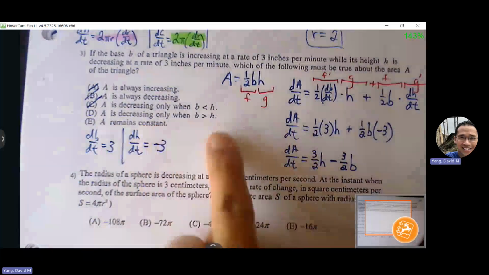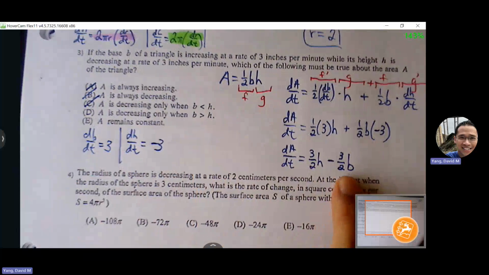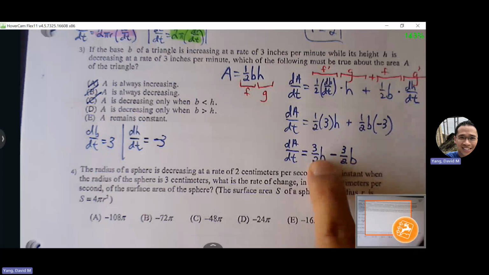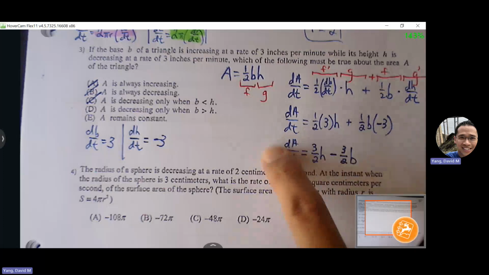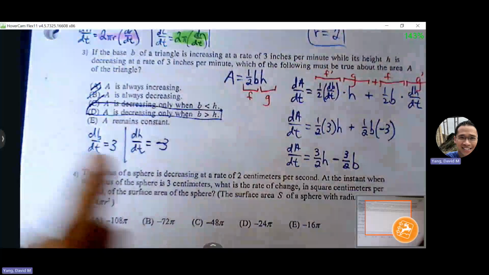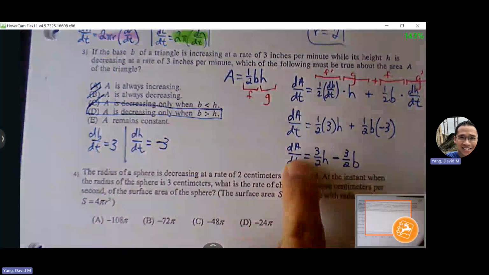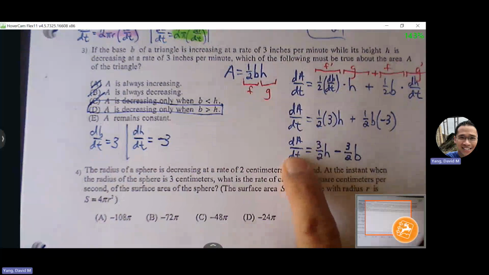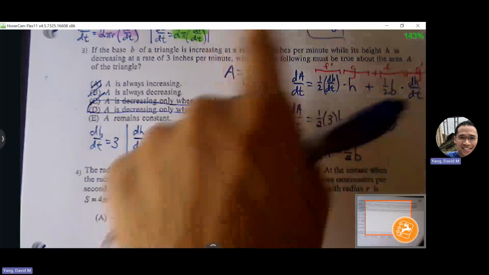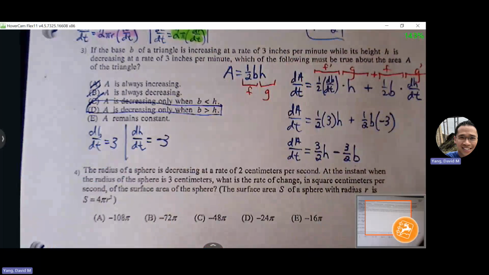A is decreasing only when B is greater than H. This is true, right? If B is larger than H, then that's going to force the negative to be more than the positive, and that will give me my dA dt decreasing. Yep. And we know that E is not true. A remains constant means dA dt is going to be 0. But dA dt is only 0 if H and B are the same, but we don't know if H and B are always going to be the same. We don't have enough information to claim that.